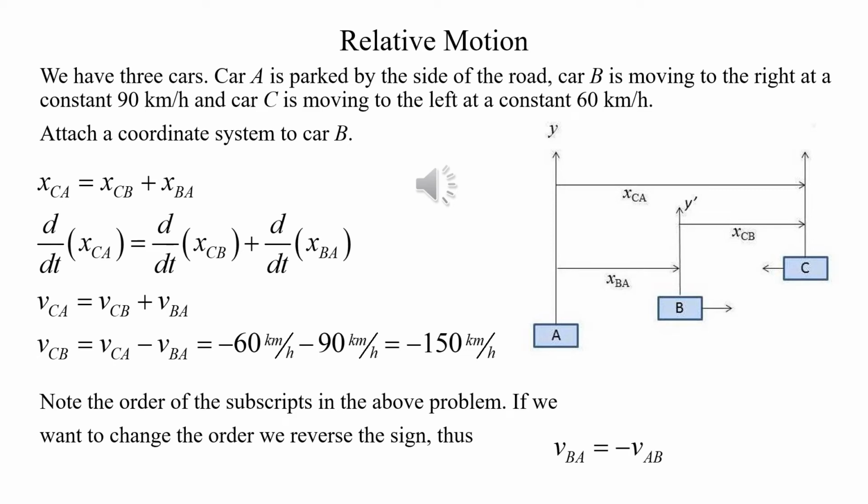Now, note the order of the subscripts in the problem above. If we want to change the order of the subscripts, we reverse the sign. So the velocity of B relative to A equals the negative of the velocity of A relative to B. So what does that mean? Well, the velocity of B relative to A is what A would observe B moving, right? So what if you're riding with B, what does the velocity of A look like to you? Well, it looks like it's moving. If you're riding in car B, A looks like it's moving to the left at the speed that you are traveling relative to the ground. So that part is correct.